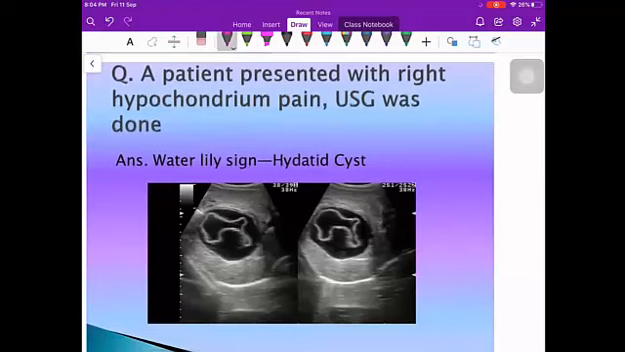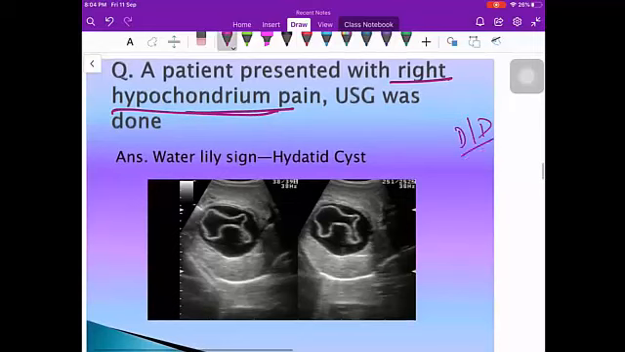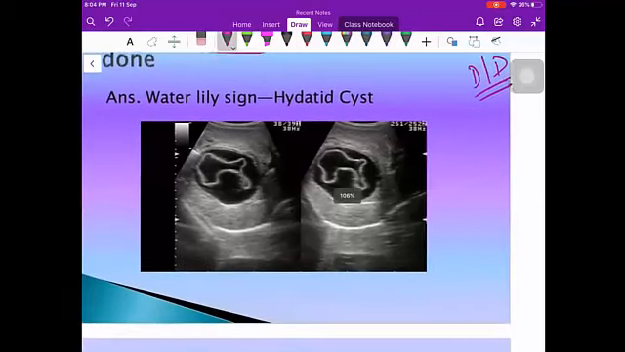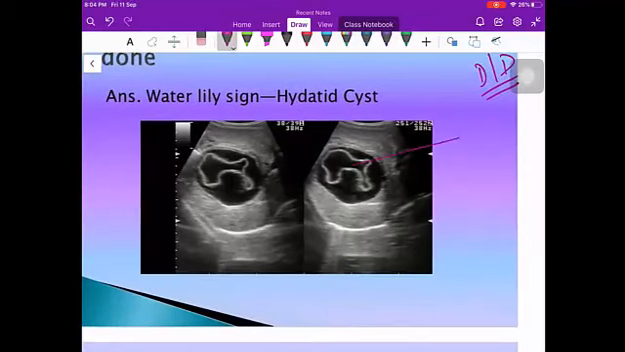Next, a patient presented with right hypochondrium pain and ultrasound was done. There may be some associated history also. Whenever there is a right hypochondrial pain, you should think of the differential diagnosis. Okay, and the ultrasound image was given. This is the typical water lily sign.